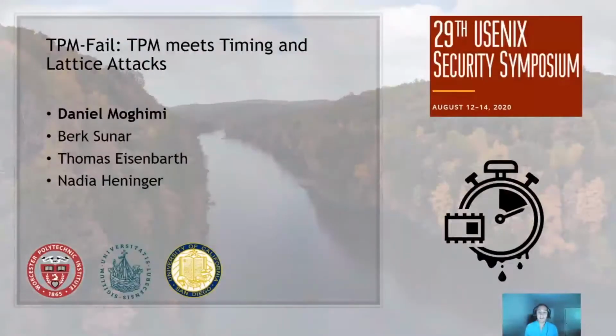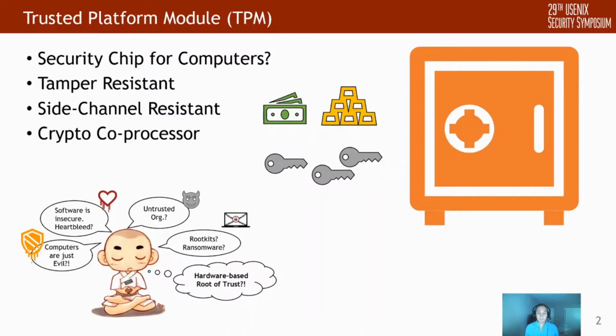My name is Moghimi and I'm a PhD student at Worcester Polytechnic Institute. Today I'm going to talk about my work on side channel attacks. In TPM-Fail, we found multiple vulnerabilities that exposed crypto keys from trusted platform modules. This is joint work with Berk Sunar, Thomas Eisenbarth, and Nadia Heninger.